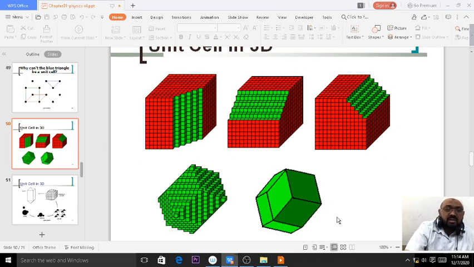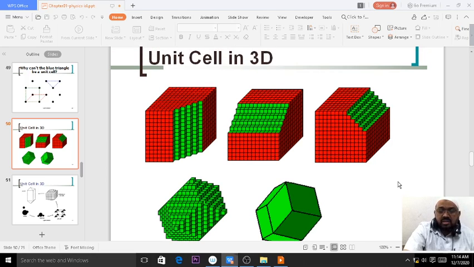So we have defined what actually is the meaning of a unit cell. We can make a note of it. The unit cell is nothing but the smallest geometrical figure, right? The smallest geometrical figure is what we'll call the unit cell, either in 2 dimensions or in 3 dimensions.